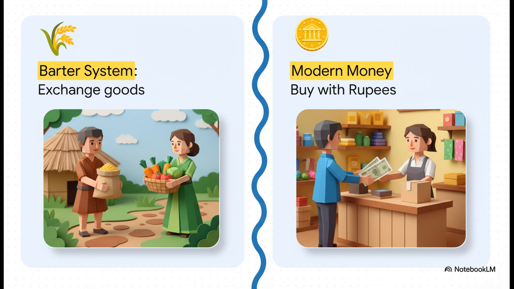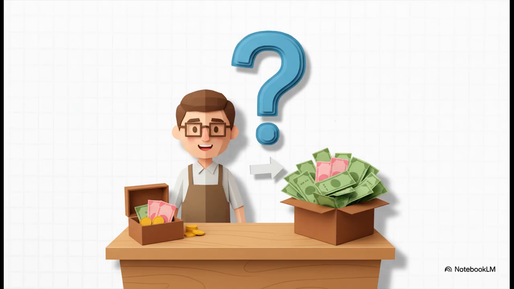Now, of course, it's so much easier. We just use money, like rupees. Let's help Peter Uncle with his accounts for the day. He started the morning with 465 rupees in his cash box, but by the afternoon, after selling lots of things, he had 756 rupees. So how much money did he actually earn?